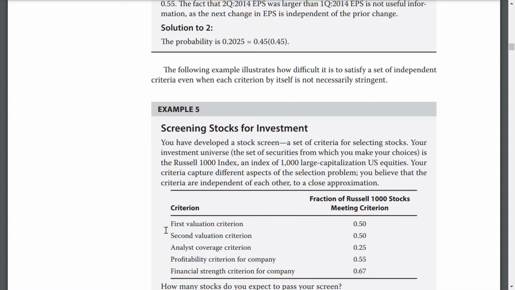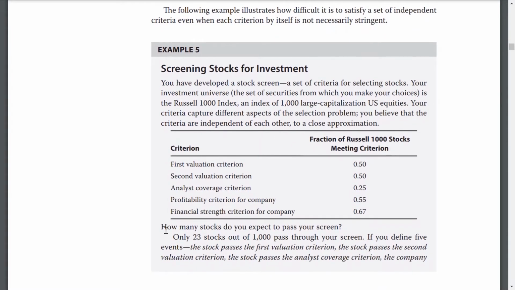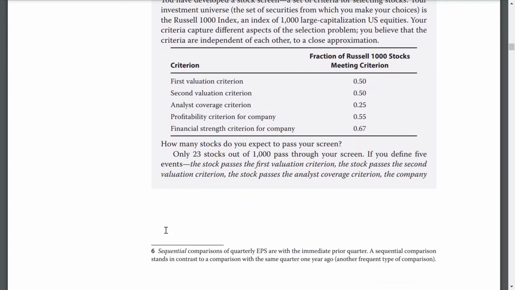Example 5, screening stocks for investments. You have developed a stock screen, a set of criteria for selecting stocks. Your investment universe, the set of securities from which you make your choices, is the Russell 1000 index, an index of the 1000 largest capitalization U.S. equities. Your criteria capture different aspects of the selection problem. You believe that the criteria are independent of each other to a close approximation. So here is the table. How many stocks do you expect to pass your screen?